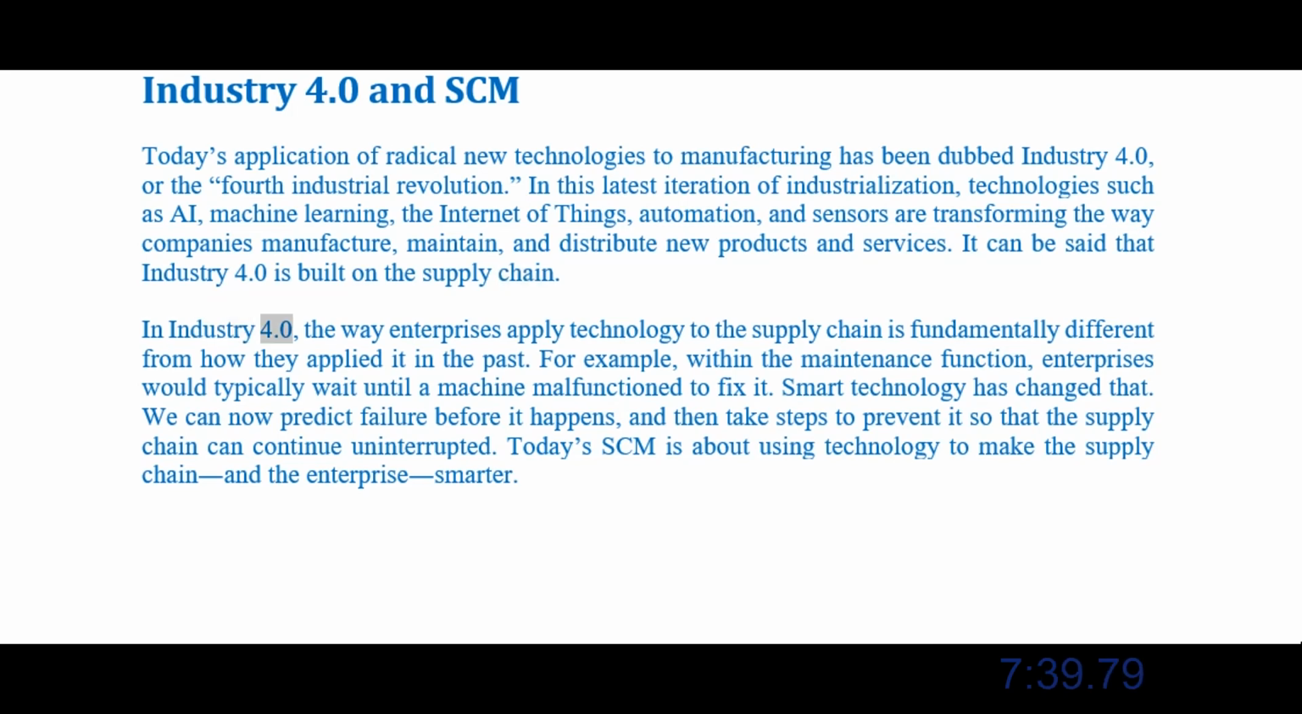In Industry 4.0, the way enterprises apply technology to the supply chain is fundamentally different from how they applied it in the past. For example, within the maintenance function, enterprises would typically wait until a machine malfunctioned to fix it. Smart technology has changed that. We can now predict failure before it happens, and then take steps to prevent it so that the supply chain can continue uninterrupted. Today's SCM is about using technology to make the supply chain and the enterprise smarter.